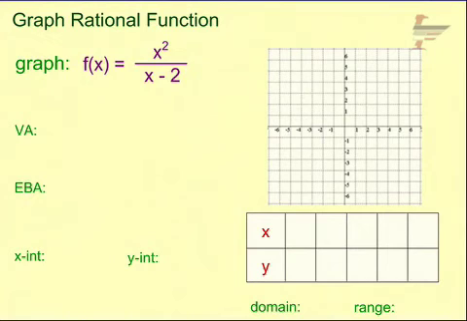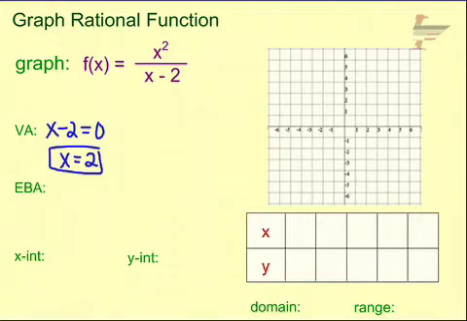Here we have another example for graphing rational functions. This one is going to have that weird asymptote that's not going to be horizontal, so I wanted to make sure to put one of these on here. Vertical asymptote, take your denominator, set it equal to 0. So x equals 2. We can go ahead and draw that one in.